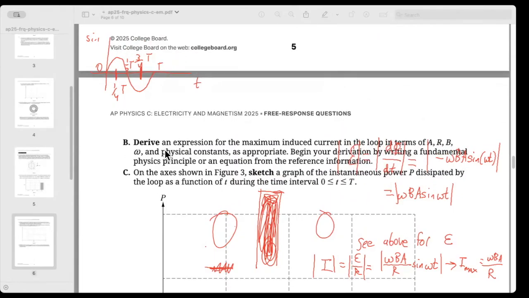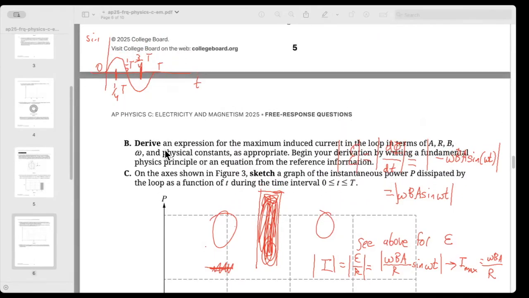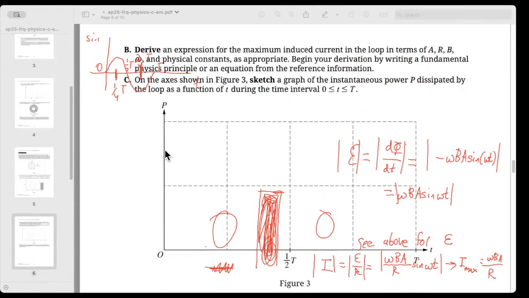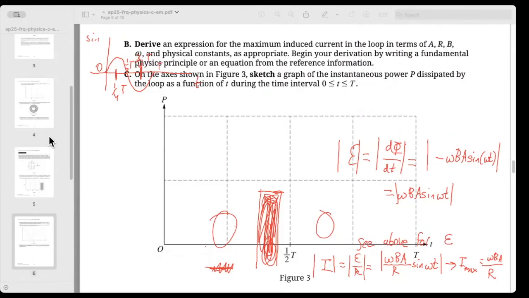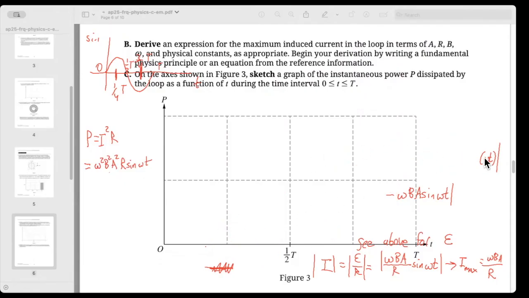Sketch a graph for the instantaneous power dissipated. Okay, not too bad. Because we can say that power, I'm just going to write this equation off to the side, power is equal to I squared R. We already found I, so that's going to give us omega squared B squared A squared over R sine squared of omega t. I'm going to erase all of this stuff here.